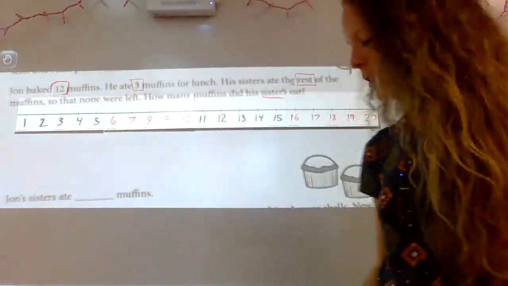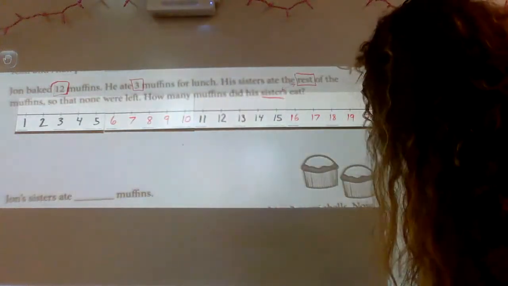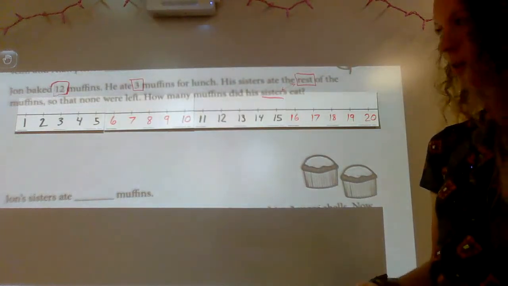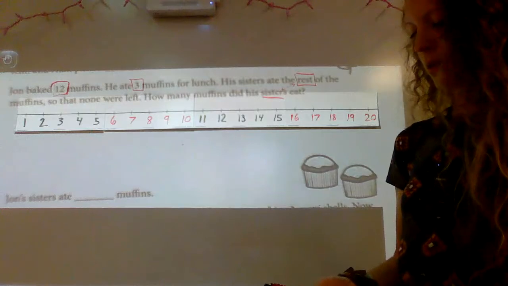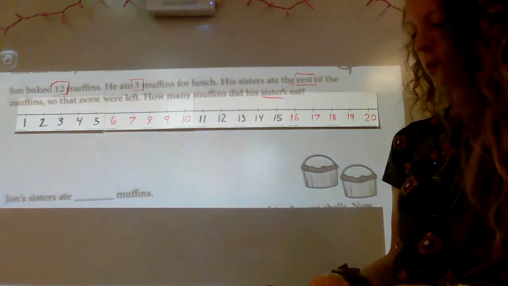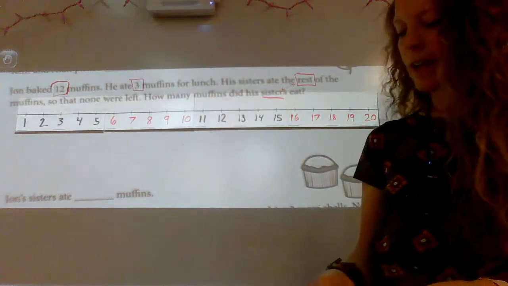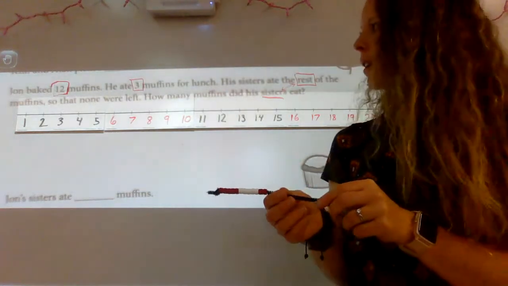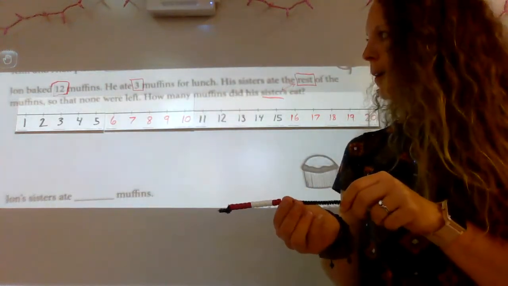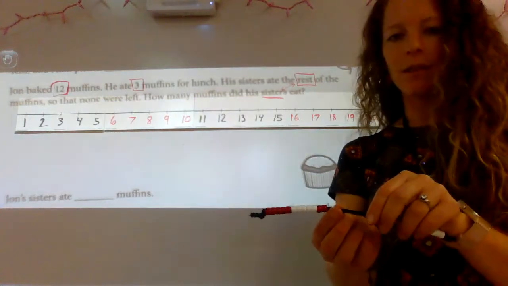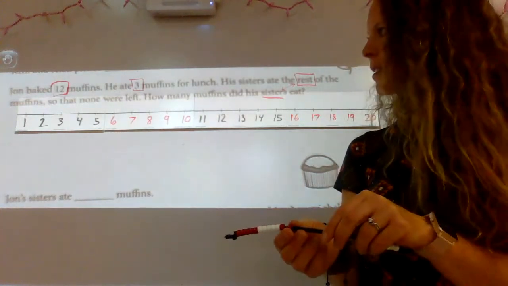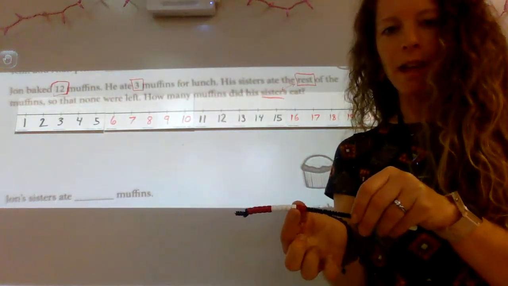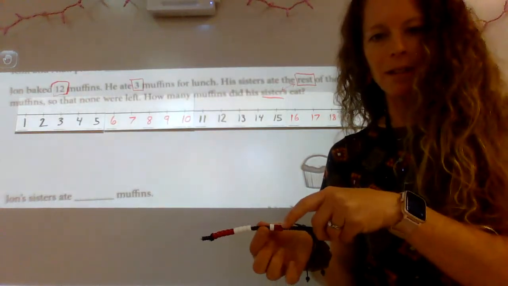How are you thinking of solving it at home? If I have my bead string and drew a picture of this, I could start with 12. I can see visually he had 12 muffins that he baked. John ate 3 of them, so I'm going to slide 3 beads.